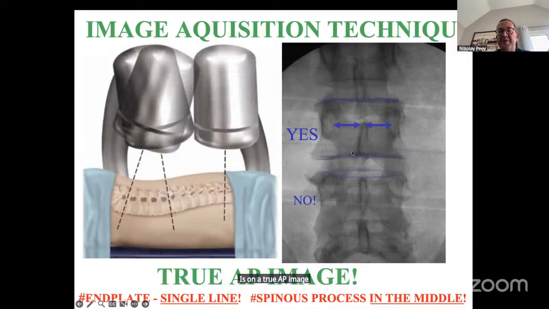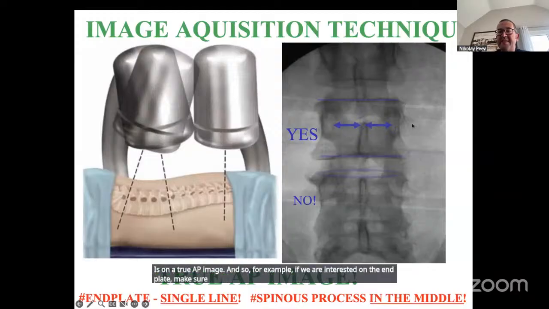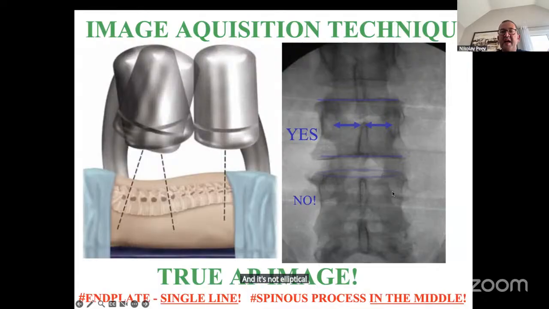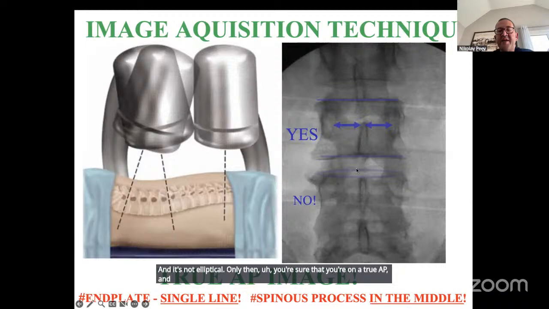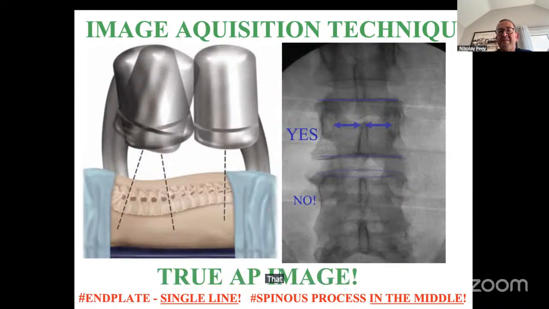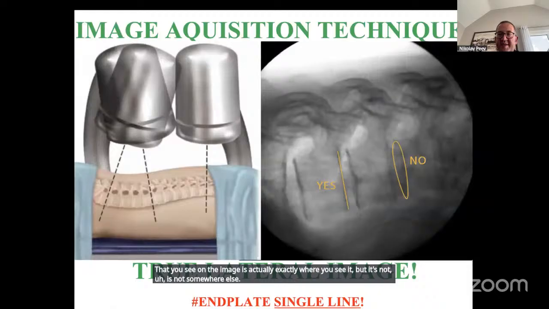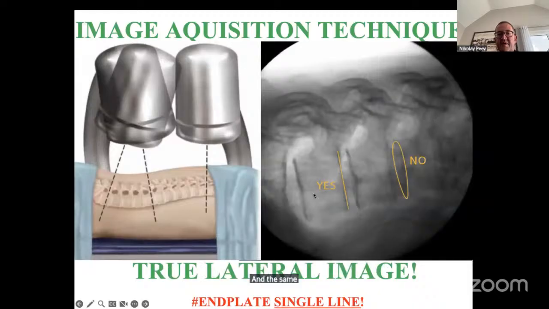For example, if we are interested in the end plate, make sure that the end plate is aligned and not elliptical. Only then are you sure that you're on a true AP, and only then are you sure that the tip of the needle that you see on the image is exactly where you see it, and not somewhere else. The same applies to lateral X-rays.